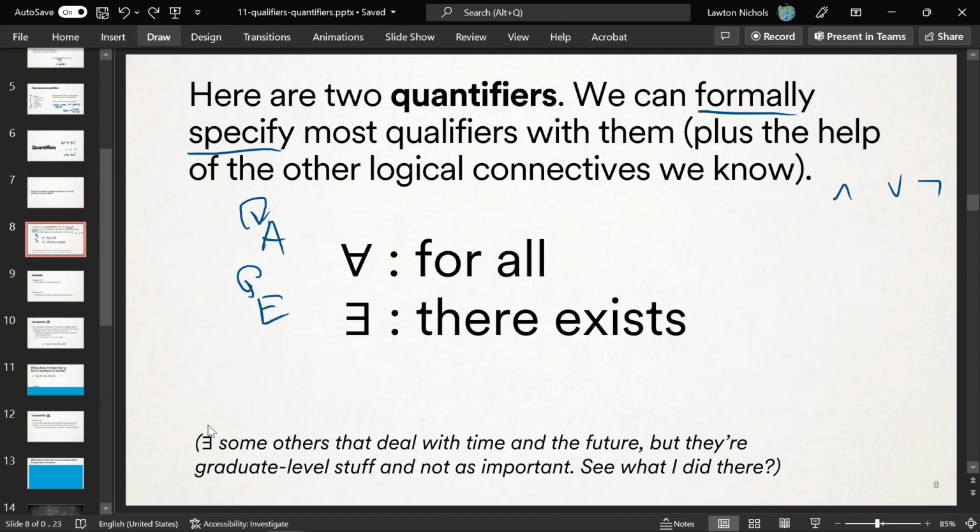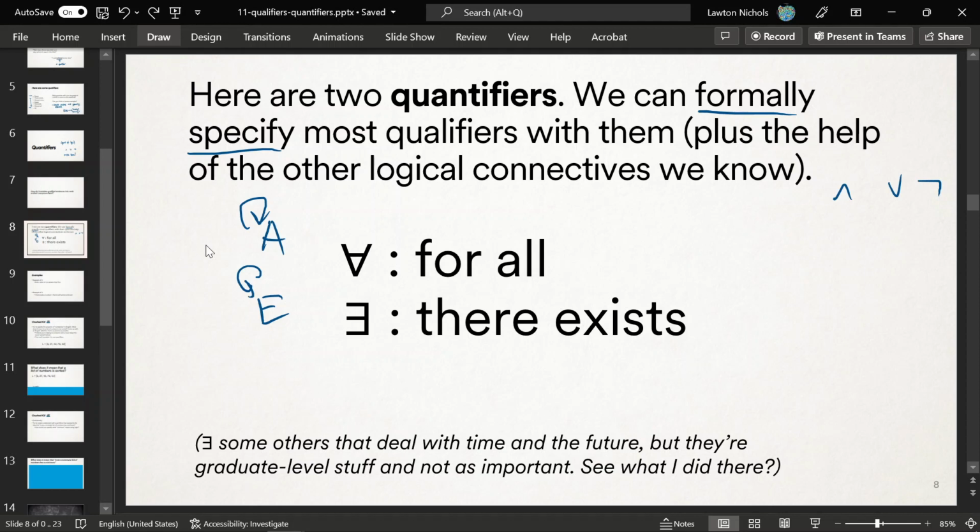And there are some other quantifiers. I want to say that right now. I'm not teaching you all of them. There are some other quantifiers that deal with time, like something should be true in the future, but it's not true now. That's really cool. Time in the future, maybe past even. But that is graduate level logical stuff and not as important as these two. These two come up a lot, okay? So, yeah. Let's talk about them now.